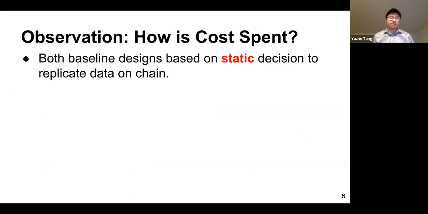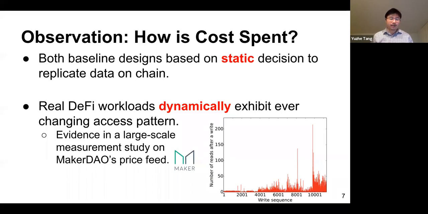In both baseline designs, the decision whether to replicate the data on the blockchain is static. In other words, such a decision is always the same and does not change with the workload. On the other hand, we observe in real DeFi applications that workload changes dynamically, and particularly the data access pattern varies a lot. For instance, in MakerDAO's price feed, we did a measurement study with the result plotted in this figure.